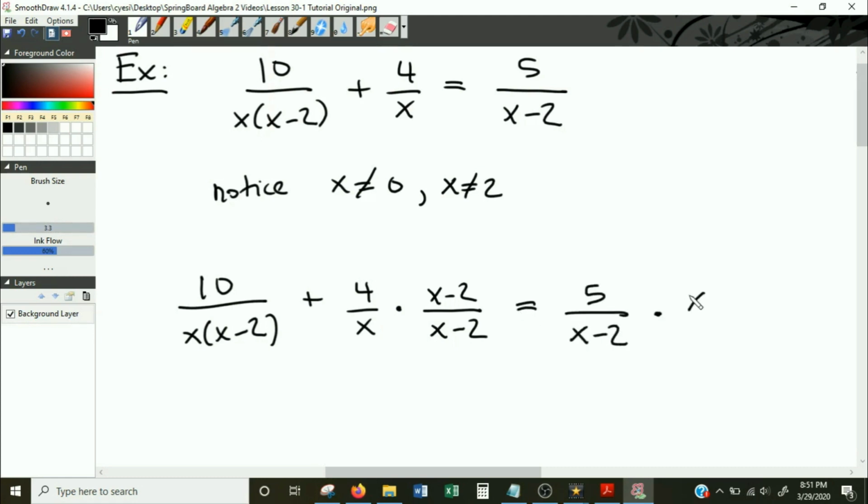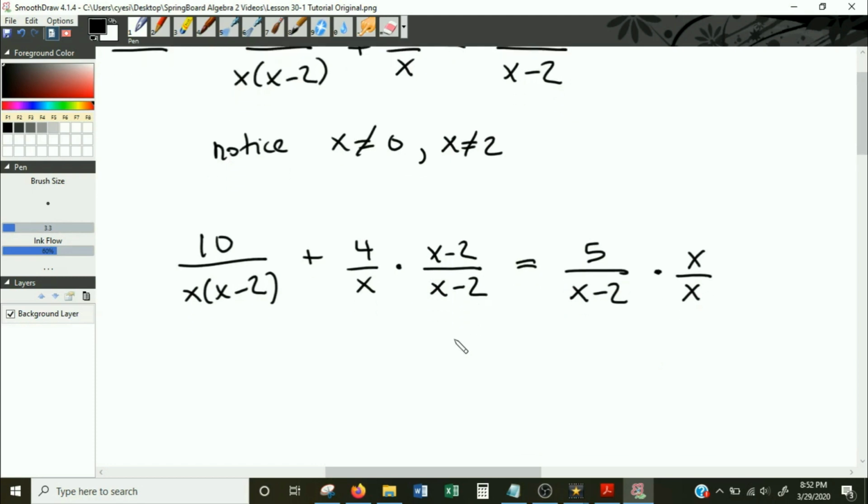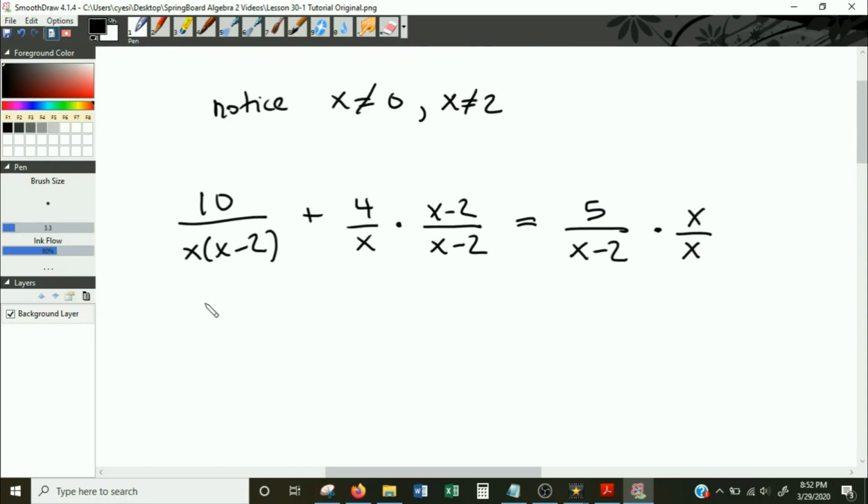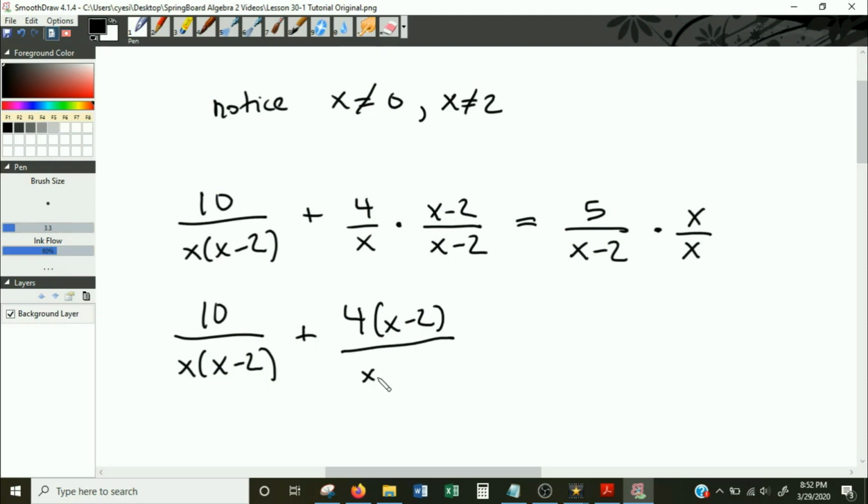I'm going to have to multiply it by x over x. Again, this is to get x times x minus 2 in the denominator at the bottom, which I'm going to write right now. So we still have 10 over x times x minus 2, but now we have plus 4 times x minus 2 over x times x minus 2. And that's equal to 5x over x times x minus 2.